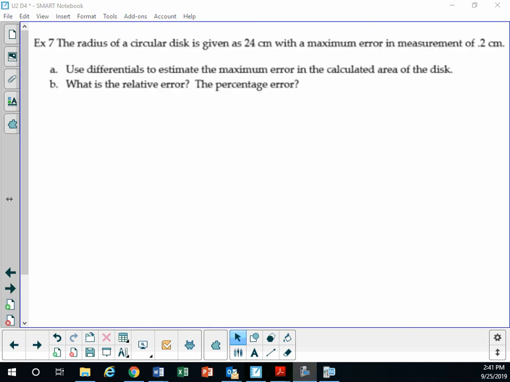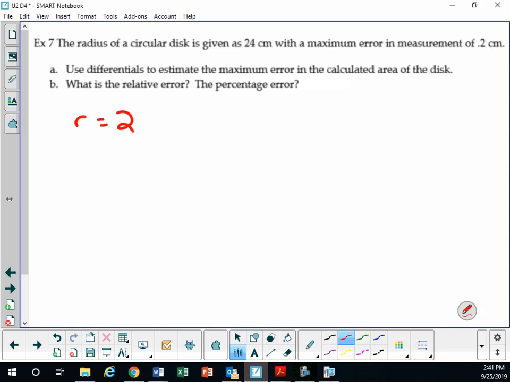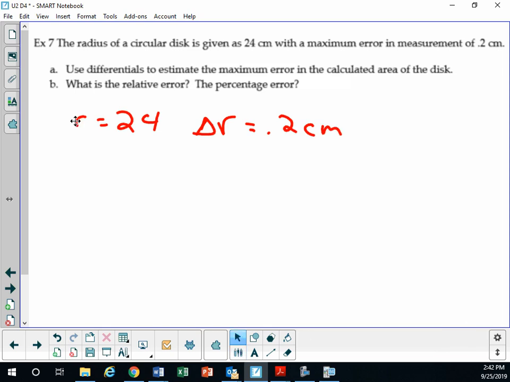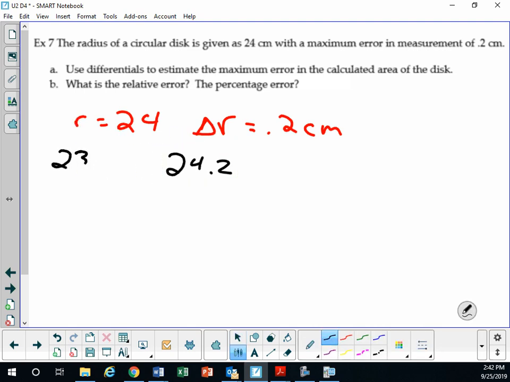Okay. So for this one, let's talk about what this picture represents. A radius of a circular disk is given as 24 centimeters. So R equals 24. With the maximum error in measurement, so delta R, how much could it be off by? It's 0.2 centimeters. Ladies and gentlemen, that means that I could be at 24.2, or I could be at 23.8. That's what it's saying for maximum error.